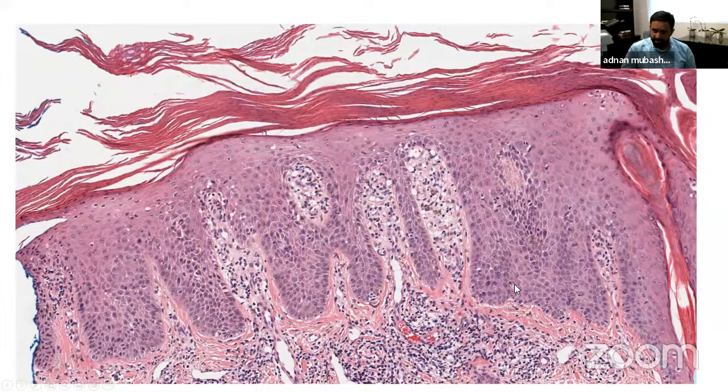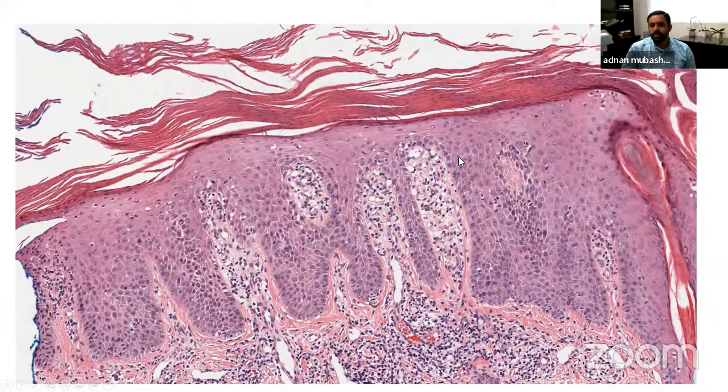This is the high magnification image of the same thing that I was talking about. You have expansion of the epidermis, hyperkeratosis, and then the papillary dermis going inside the epidermis because of the expansion of the epidermis.